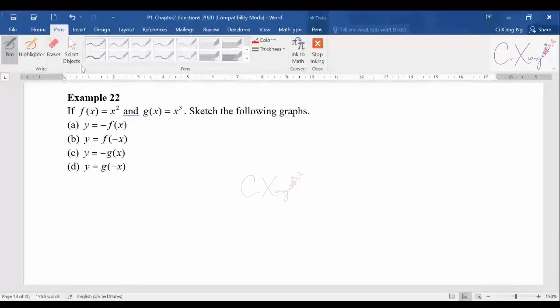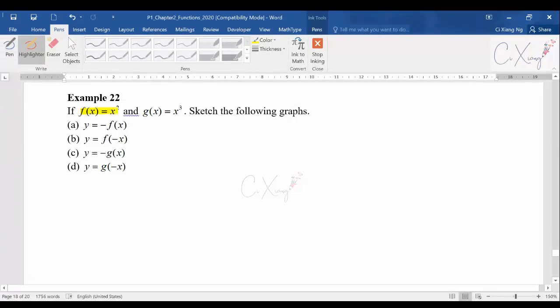For example 22, you have f(x) equals x squared and g(x) equals x to the power of 3. They want you to sketch the following graphs. You can pause the video first and try to sketch the graphs, because there's no discussion about this. I will show you the final answer only, because it's very simple. For part A, negative f(x), my graph will look something like this. So this is part A, y equals negative f(x).